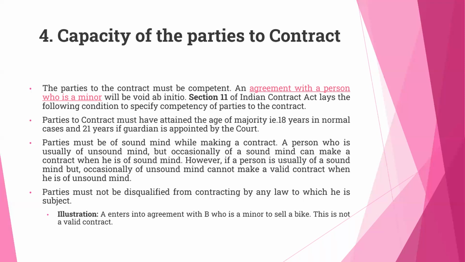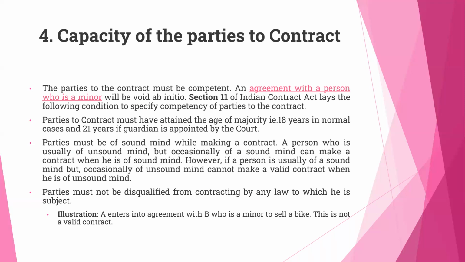For example, A enters into an agreement with B, who is a minor, to sell a bike. This is not a valid contract because a contract entered into by a minor will be void ab initio. Simply said, the Indian Contract Act declares certain classes of persons as incompetent to enter into a contract. Here, first we want to know who are the incompetent persons to enter into a contract.